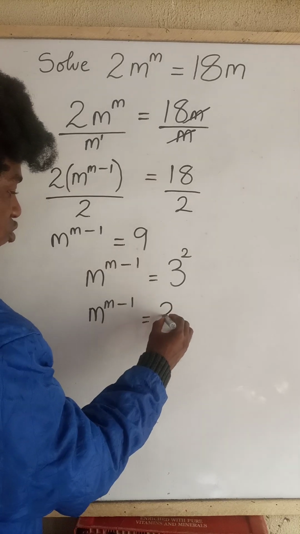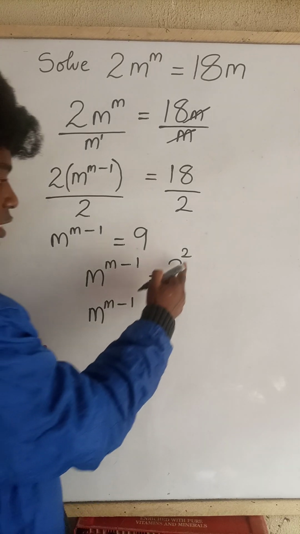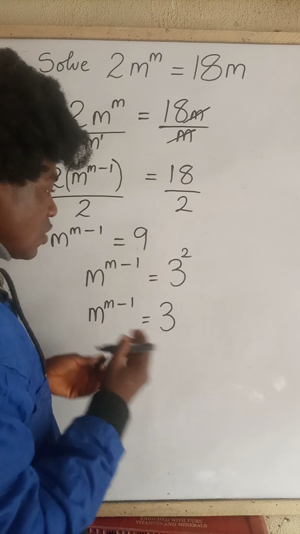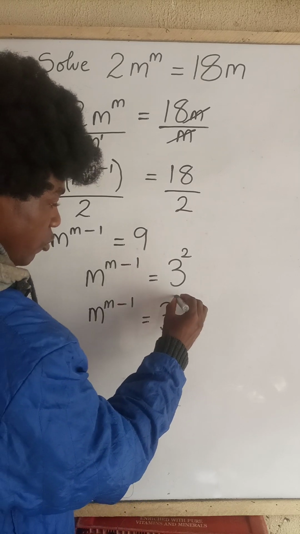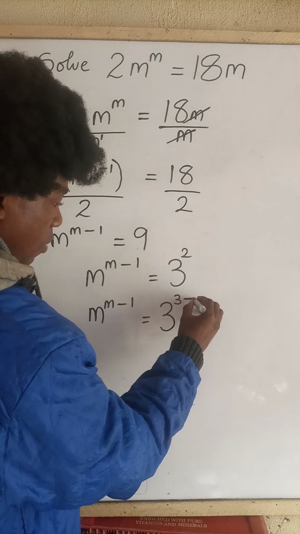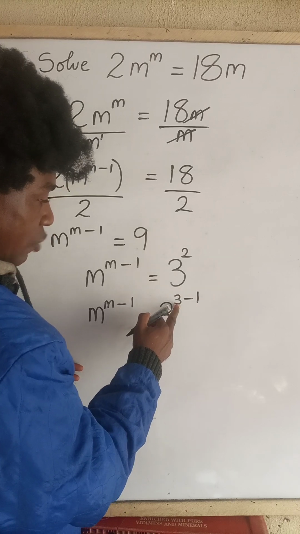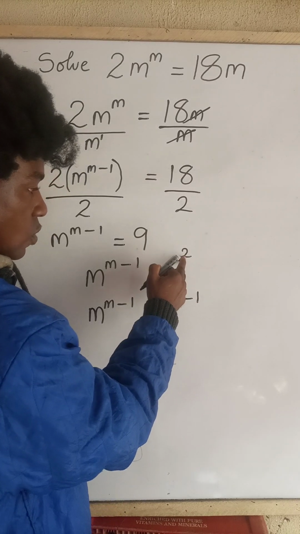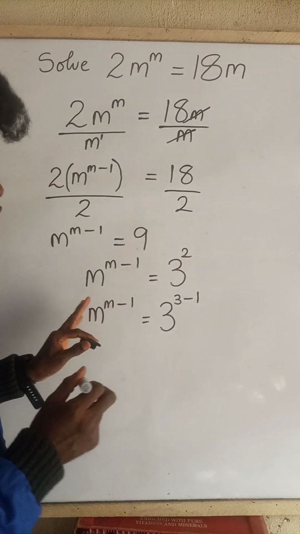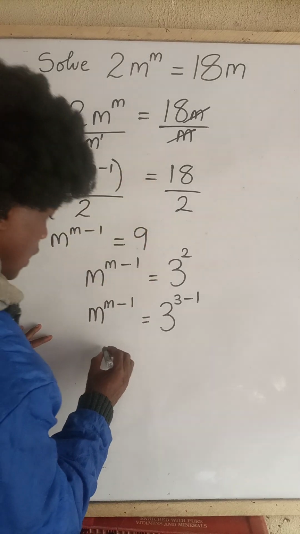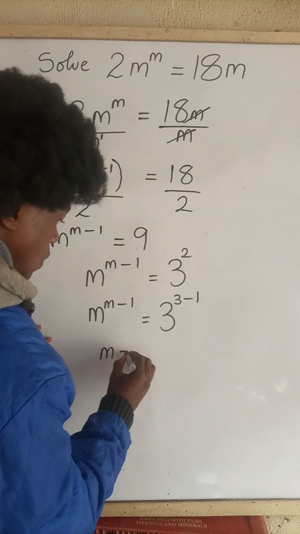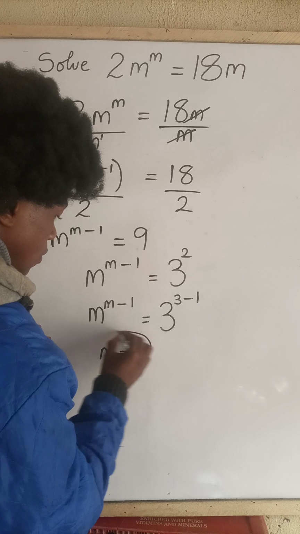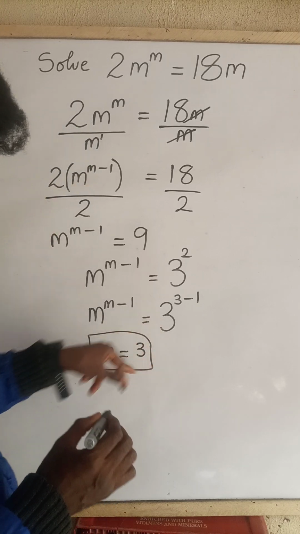Okay. Now the final step will be m power m minus 1 is equal to 3 power, this power 2, I can express it in this form, 3 power 3 minus 1, and the 3 minus 1 will still give us 2. Okay? So from the summary of everything, m is equal to 3. m is equal to 3.